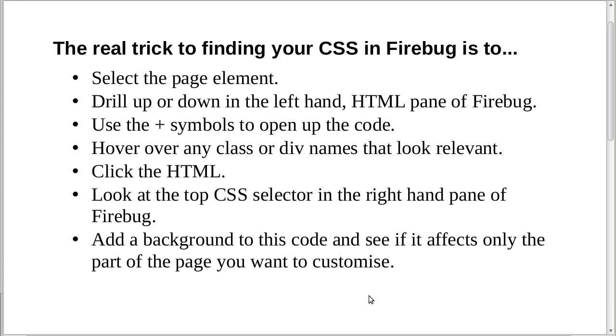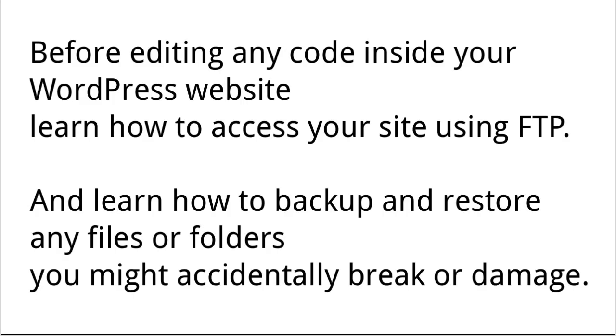Right, now I made some slides. Now this is the real trick of finding your CSS in Firebug. Select the page element, drill up and down to select exactly what you want. You can drill up and down by using these little plus signs to open up the code. Hover over any class or div names that look relevant. Click the HTML. Look at the top CSS selector on the right hand pane of Firebug, and then add a background code and a colour and see if it's changed what you want it to change.